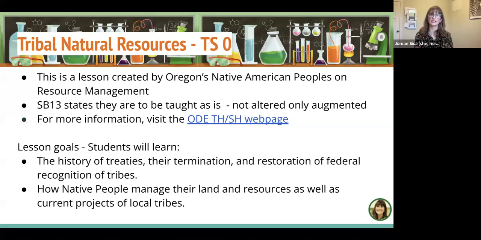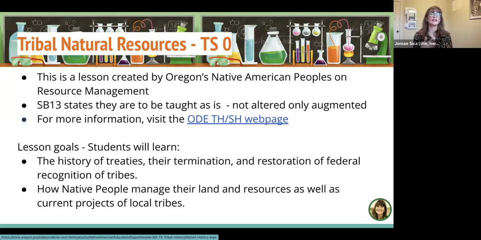So you'll notice that this lesson looks very different than a patterns type of lesson, but that's because it cannot really be altered. It can be augmented, so you can add to it, but you just cannot take away information that was placed there by the Native people. If you'd like to learn more about Senate Bill 13 and the Tribal History Shared History webpage, we've linked that right here for you so that you can see information about that.